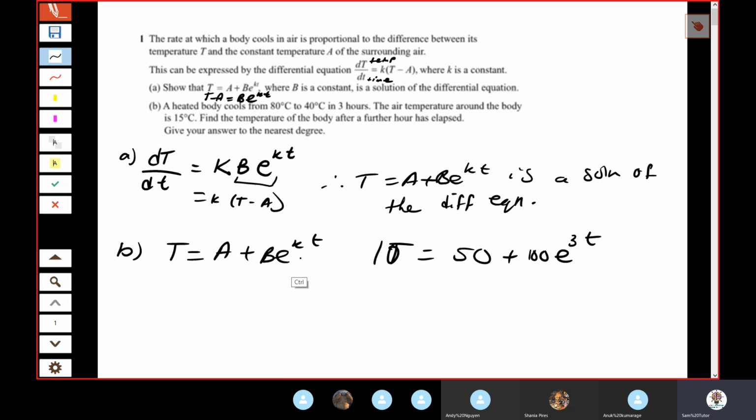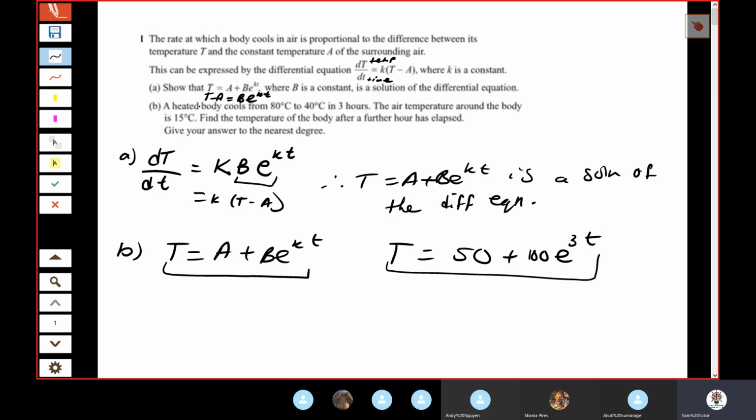So the logic to your questions is to always start with your equation and then solve for A, B, and k according to what the question's saying. Once you find your A, B, and k, you'll have an expression that relates T, temperature, with time, and then you can pretty much finish off the question, whatever it's asking you to do.